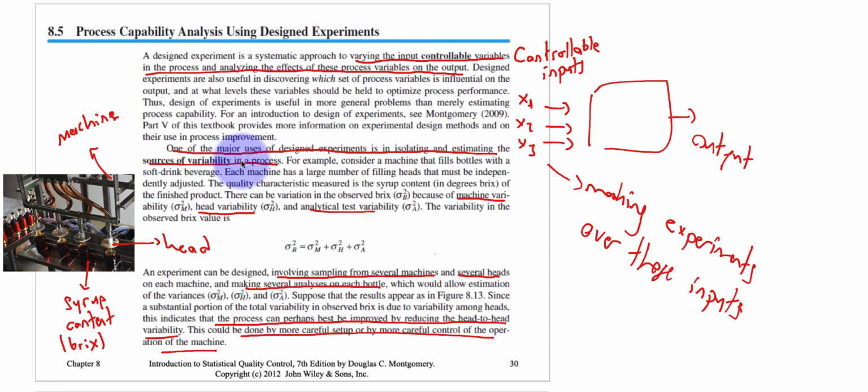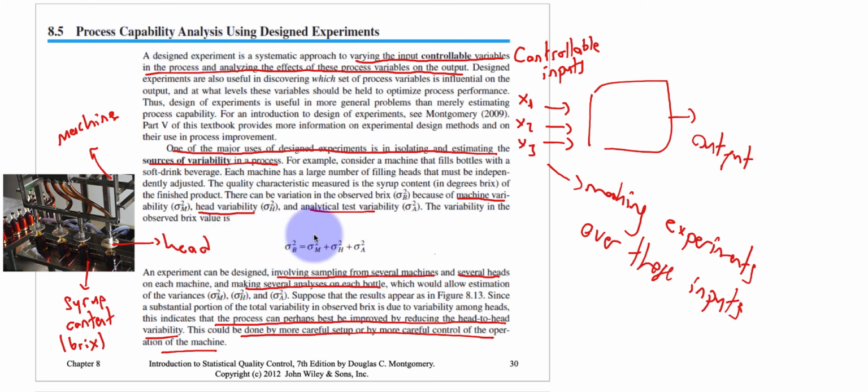Okay, so one of the major uses of design of experiments is isolating and estimating the sources of variability in the process. And when we isolate the sources of variability in the process, we can focus on these sources and we can reduce them, so we can increase the process capability. Okay? That's why we are using design of experiments for the process capability analysis.